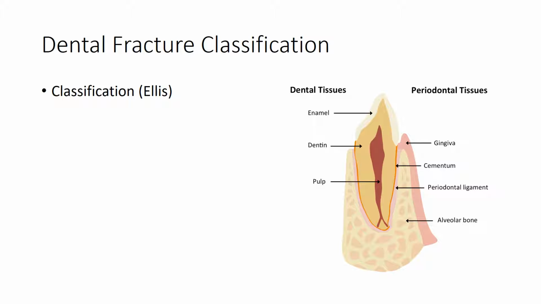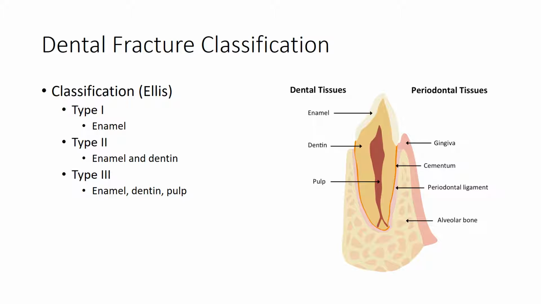So with the anatomy in mind, let's review the common classification system for dental fractures. It's also called the Ellis classification. Type 1 involves just a fracture of the enamel only. Type 2 is the enamel and dentin. Type 3 involves the enamel, dentin, and pulp. And type 4 will involve the crown and the root.